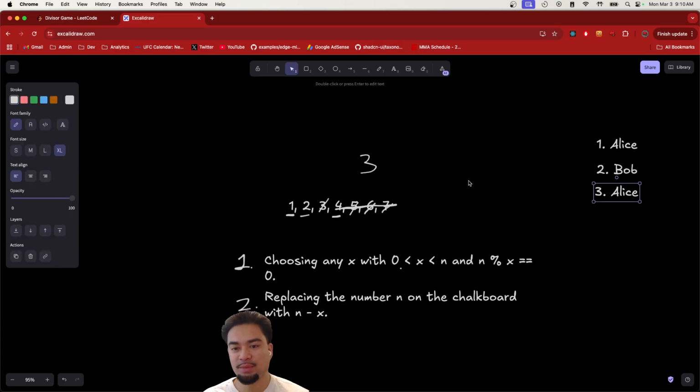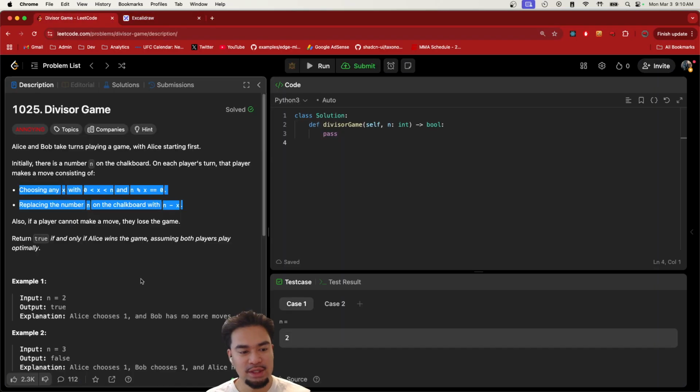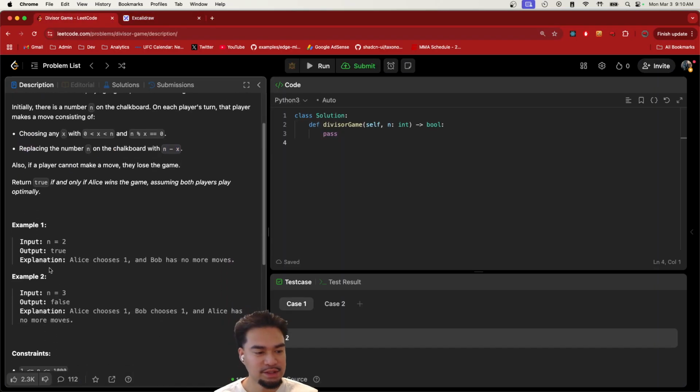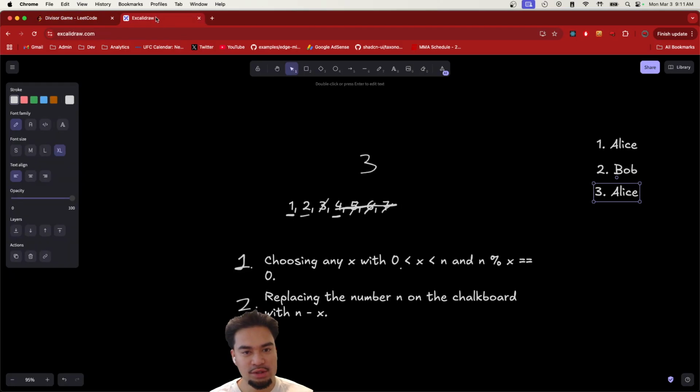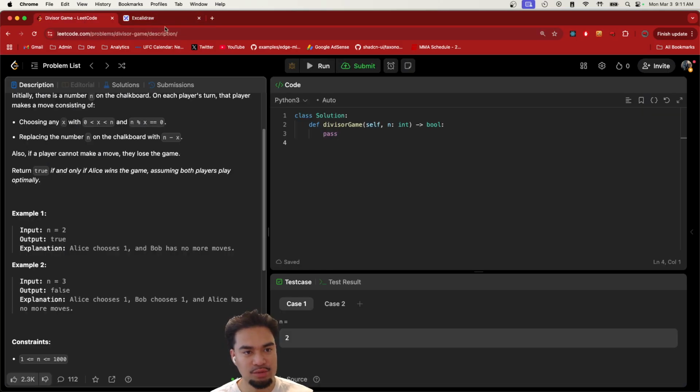And they pretty much keep doing this until no one can make a move. So, yeah, what does it mean for someone to make a move? Well, let's look at this example. N equals 2. Pretend Alice chooses 1. So pretend it starts at 2, right?